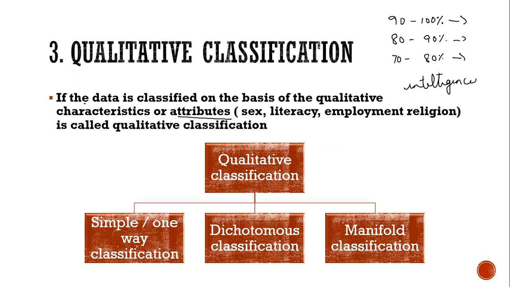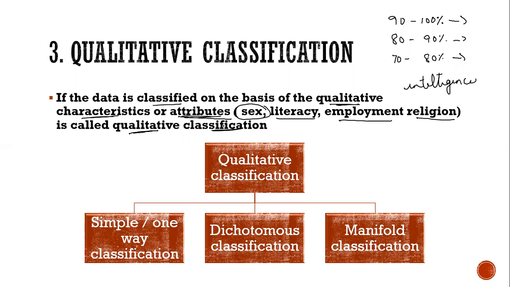In simple terms, it is data which is classified on the basis of qualitative characteristics or attributes. It can be sex, whether I can divide you as male or female. I can divide you by literacy, whether you are literate or illiterate, whether you can write or not. Based on employment, whether you are employed or unemployed. Or based on your religion, I can divide you as Hindu, Muslim, Christian, Sikh, Jain. So you divide a particular group of data based on the attribute or their qualities. That is called qualitative classification.